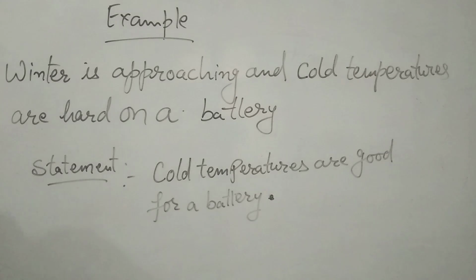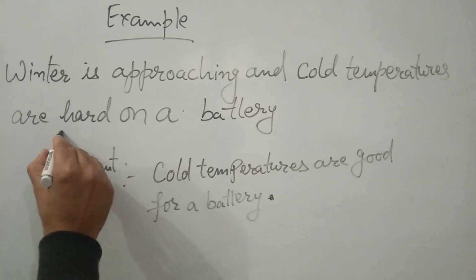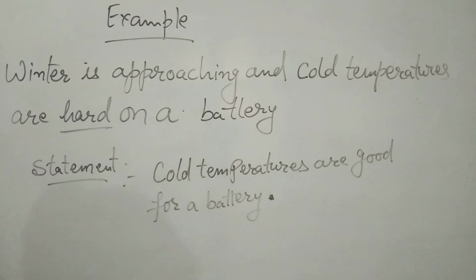Now look at this statement: winter is approaching. Approaching means coming. Winter is coming and cold temperatures are hard on a battery. Hard on a battery means they are not good for a battery. Battery means like a car battery. The statement says that winter is coming and batteries will face problems due to it. Cold temperatures are not good for a battery. So this is our passage statement.